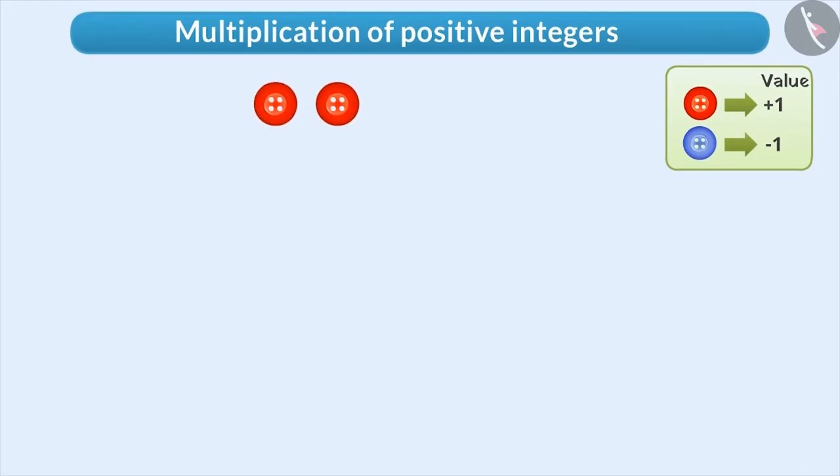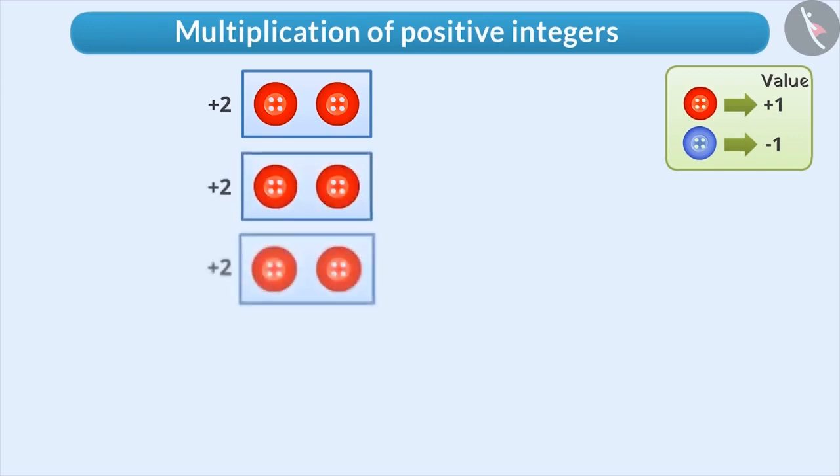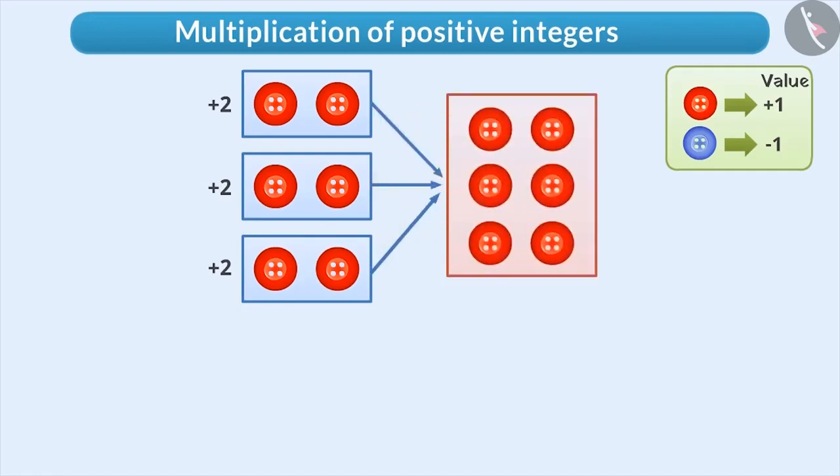Suppose we take 2 red buttons and make a group. Then the value of one group will be positive 2. If we make 3 such groups, then what will be their total value? In order to find this, we will add positive 2 3 times. This can be expressed in the form of multiplication as positive 3 into positive 2.